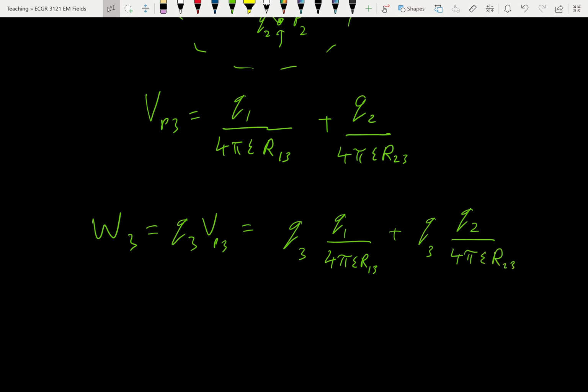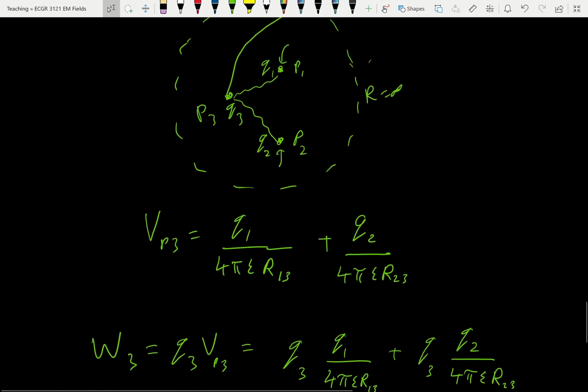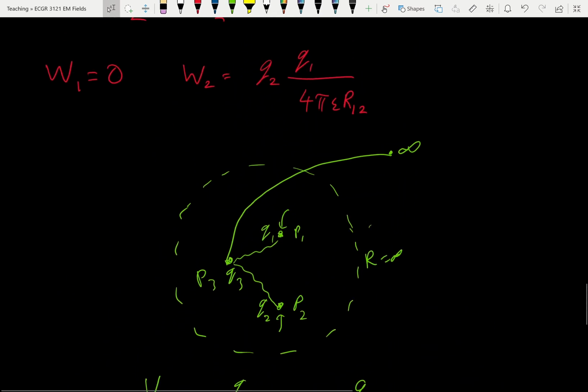Okay. So you notice how now we have two terms. We can continue this. We found W1 equals 0, we found W2 equals something, and then we found W3. We could continue this and find W4, and we'll get 3 terms, and W5, and we'll get 4 terms. So there's a pattern emerging. But let's stop at 3, just to detect what this pattern is.